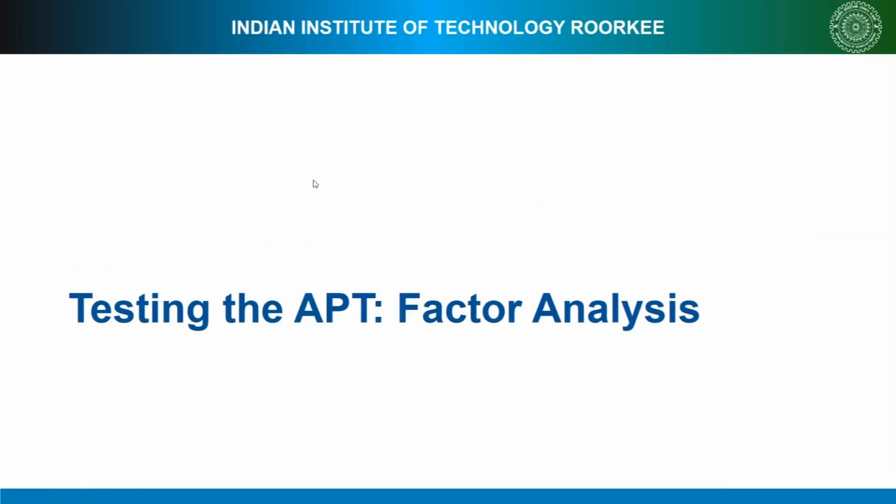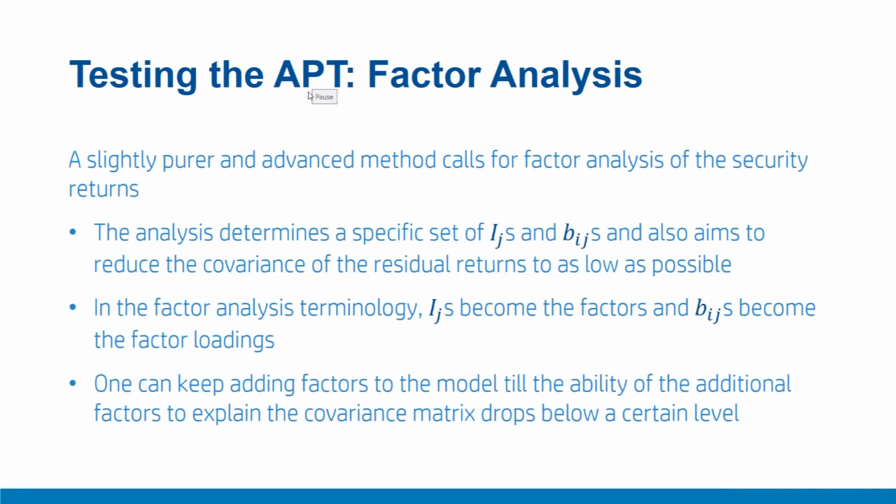Testing the APT, factor analysis. In this video, we'll discuss a very important method to generate APT factors with the help of factor analysis. A slightly purer and advanced method to generate factors and factor sensitivities is conducted through factor analysis. As a part of factor analysis, one obtains mathematically determined IJs or factors and BIJs or sensitivities in a manner that reduces the covariance of residual.